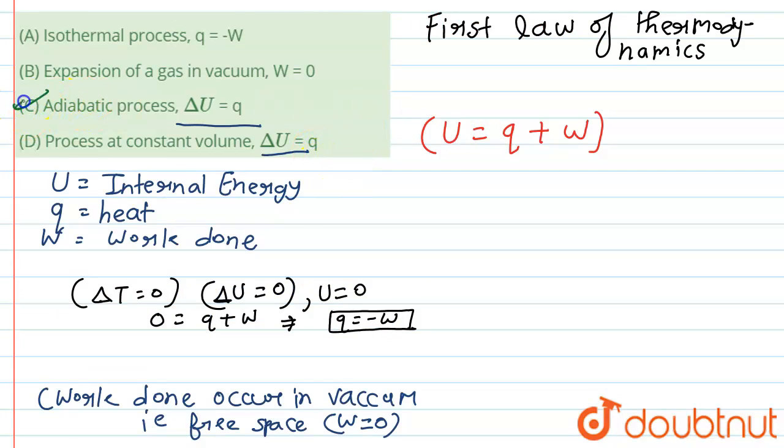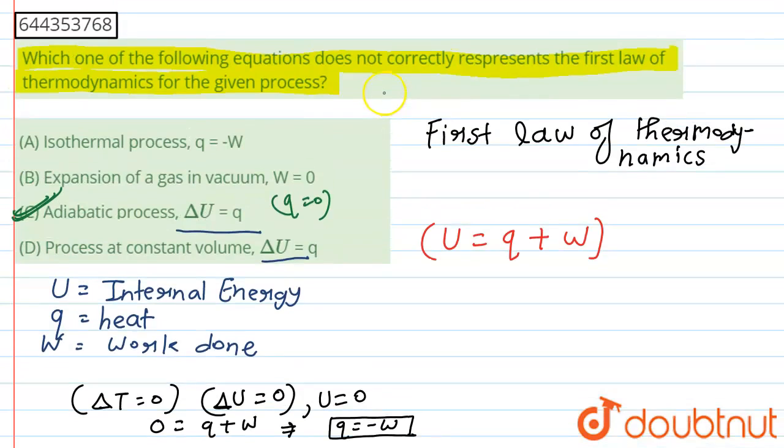But option C here is not satisfying the first law of thermodynamics. As we see, in adiabatic process, the heat value is 0. So that's why this is the correct option here, because it does not represent our first law of thermodynamics. I hope you get the answer.